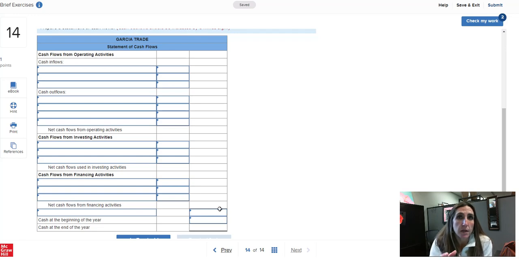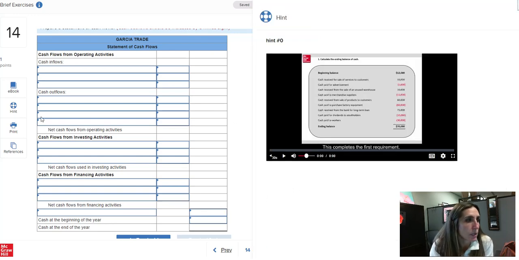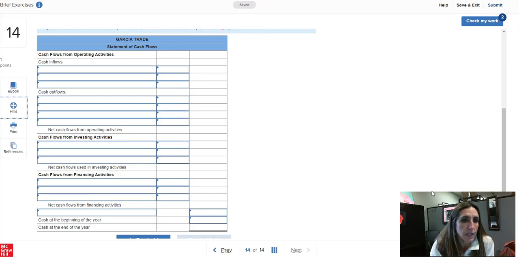So if I had positive on operating but a negative on investing, because I purchased a bunch of equipment, and then a positive on financing, I would net those three subtotals together. That'll give me the total change in cash. But again, utilize this hint. It kind of sets up all the different examples in this problem that you might have of cash flow. And then email me if you have any questions at all.